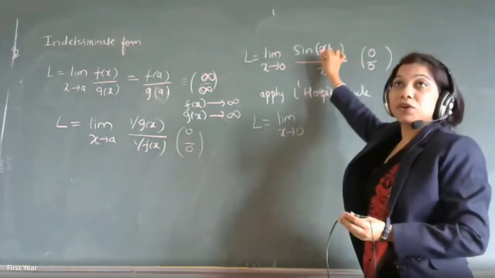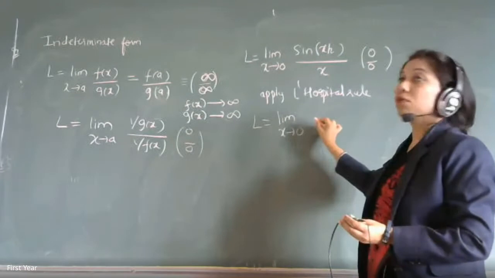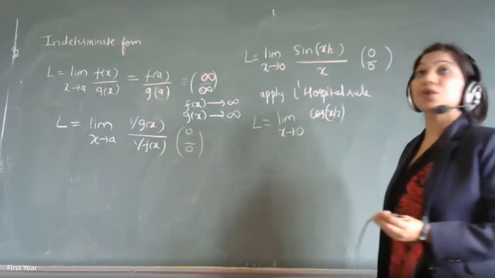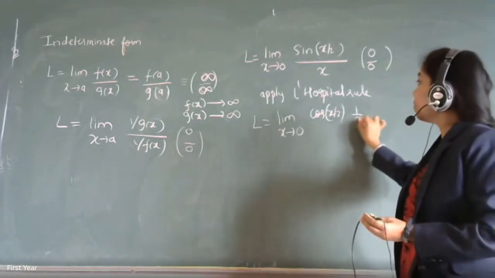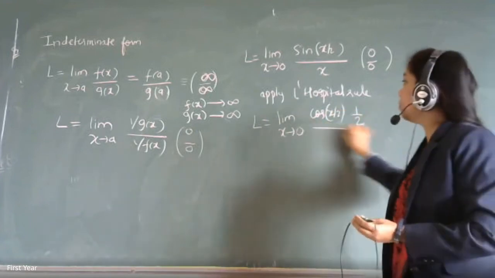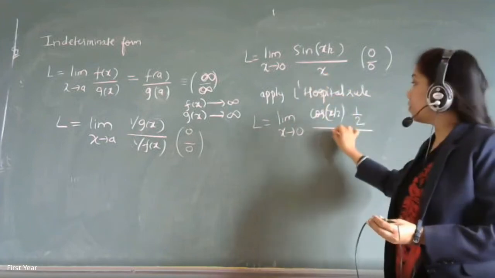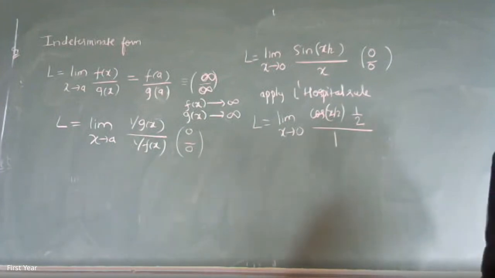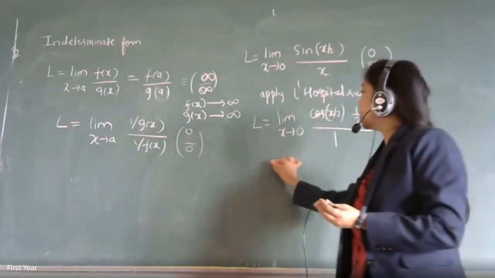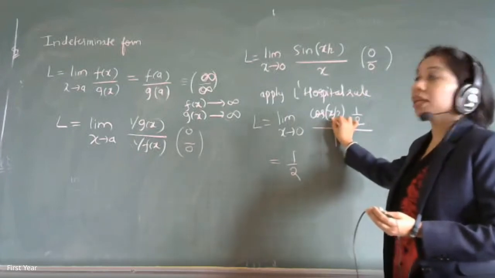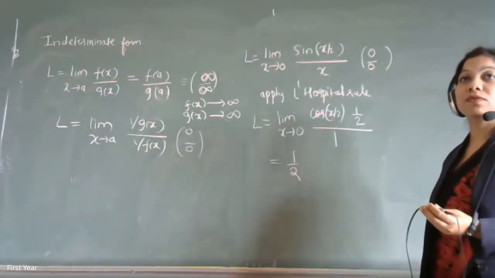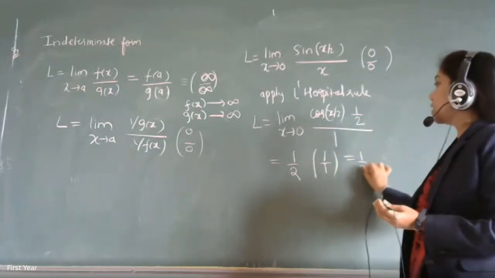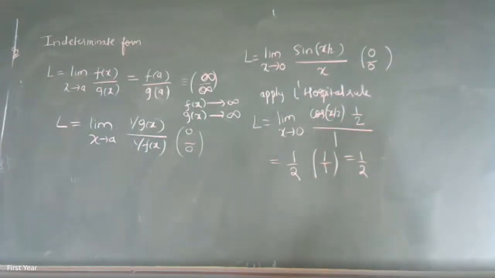You have to take the derivative of numerator, which is nothing but, what is the derivative of sin? Cos x by 2 into derivative of x by 2, which is 1 by 2. 1 by 2 is constant, the derivative of x is 1. Denominator, derivative of x is 1. So you have to take the derivatives of numerator separately and denominator separately. So what is the answer now? This is 1 by 2 outside. Put x is equal to 0. What is cos 0? Cos 0 is 1. So it is 1 by 2. Is this clear? Very simple.